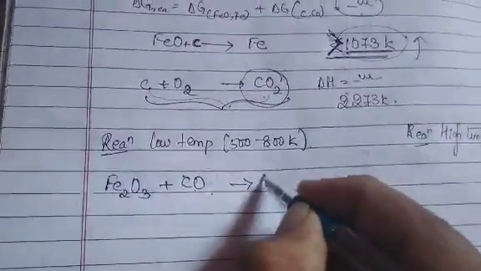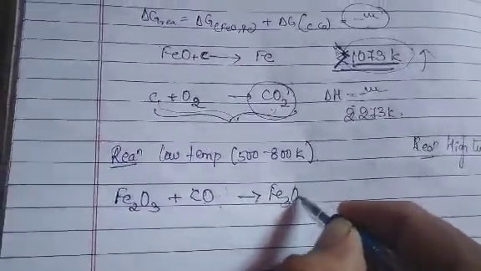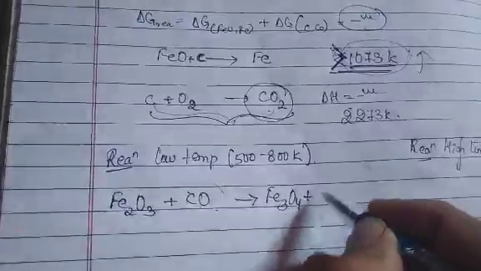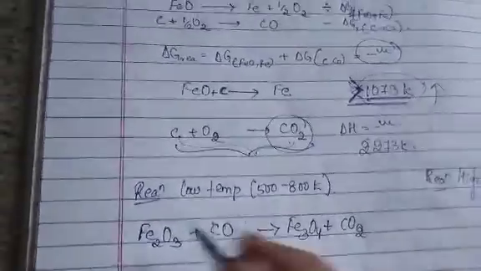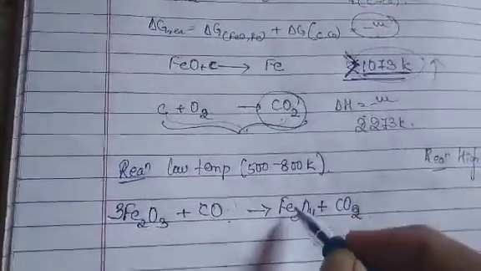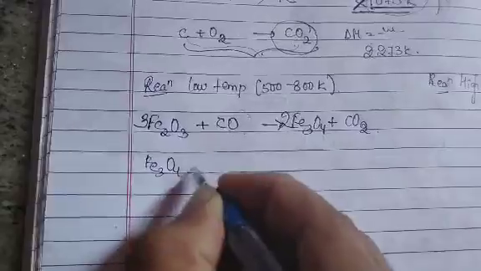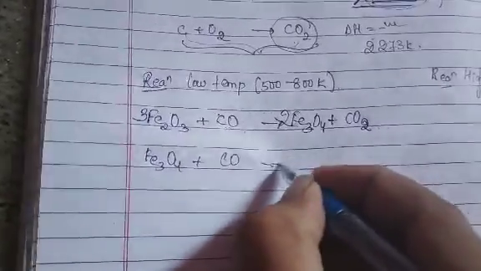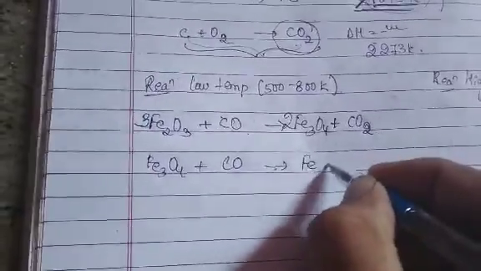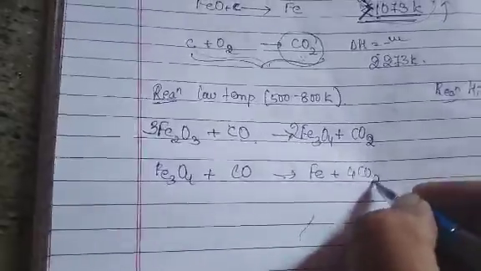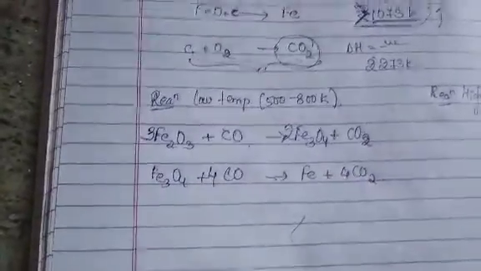First it gets converted to magnetite ore, Fe3O4, plus CO2. If you balance this, 3Fe2O3 plus CO gives 2Fe3O4 plus CO2. Of course, this Fe3O4 once again comes in contact with carbon monoxide to give you Fe plus 4CO2, with 4CO.